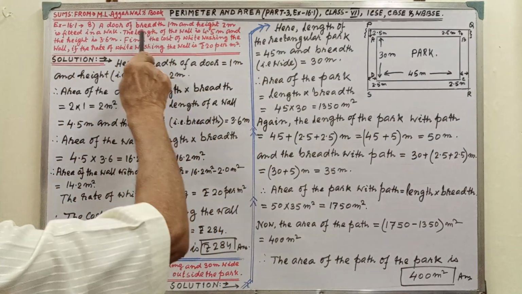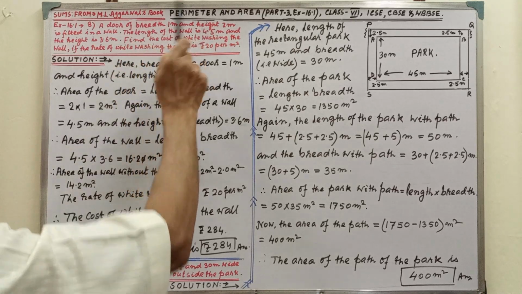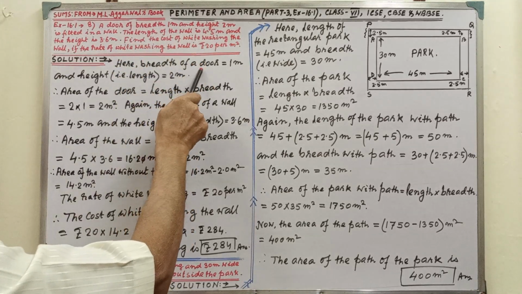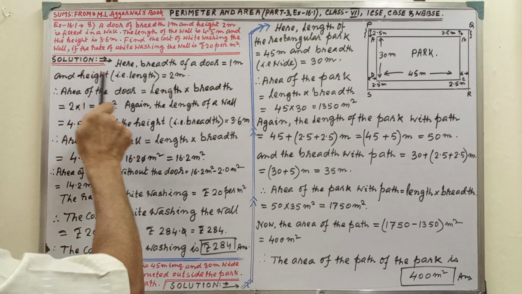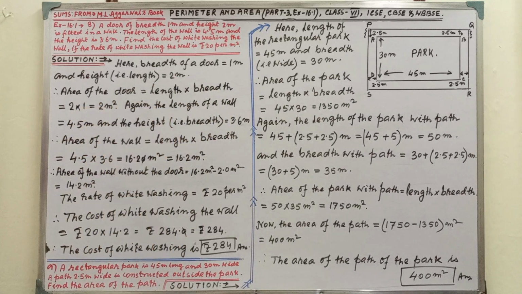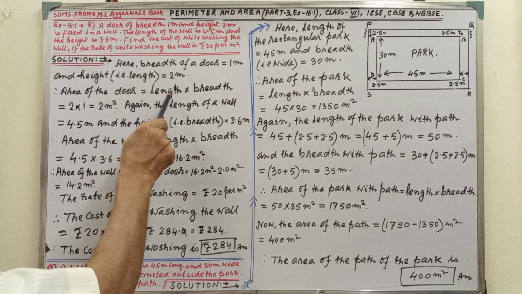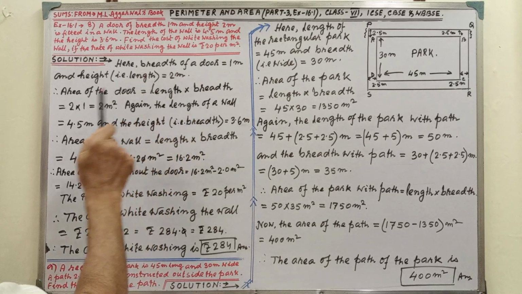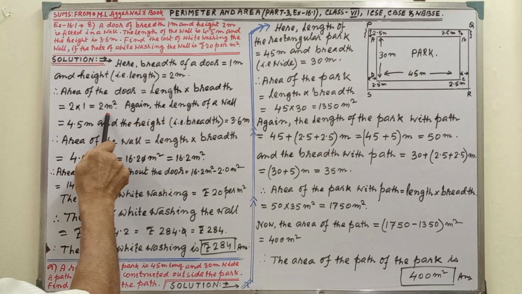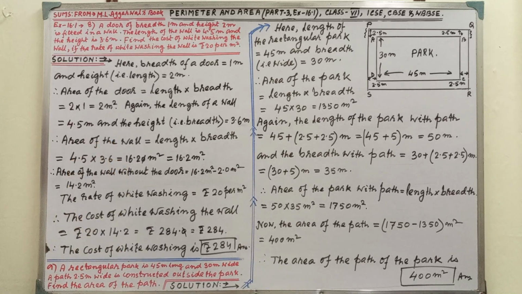Here, breadth and height. Breadth of the door 1 meter and height, that is length, 2 meter is given. We have to find out the area of the door, that is length into breadth, 2 into 1, that is 2 meters square.